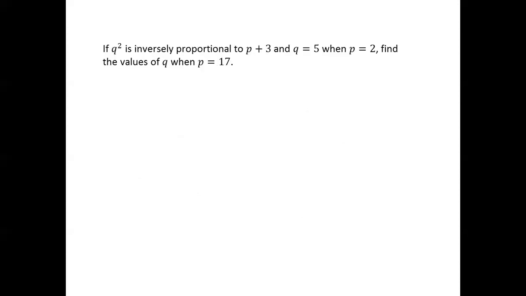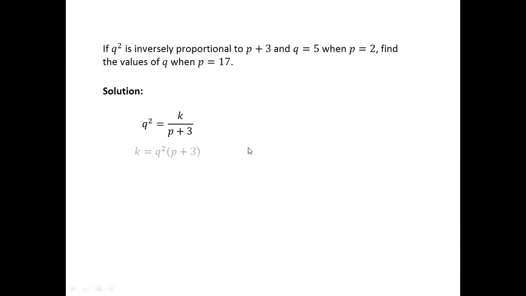Next, if q squared is inversely proportional to p plus 3, and q is equal to 5 when p is equal to 2, find the values of q when p is equal to 17. Let's begin with the general equation for this scenario. Q squared is inversely proportional, so k over p plus 3.